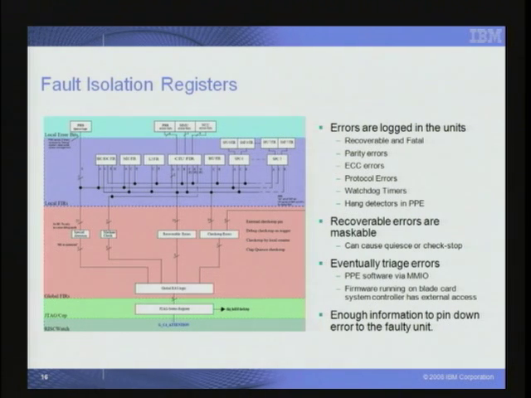Eventually, when you have to triage these errors, we take these signals in, we count them, we register them, and then software, either software running on the PPE or software running on the system controller on the blade card, can interrogate these values and either cause a software recovery method or report these things out to the system console where triage of failed components can occur. So the important thing here is that we have enough information to pin down errors to the faulting units, and so we can take direct action there.